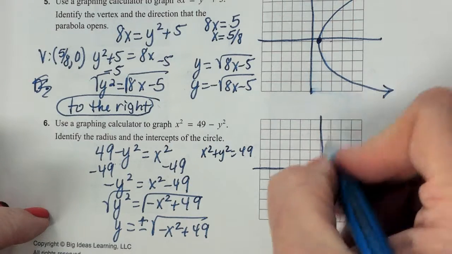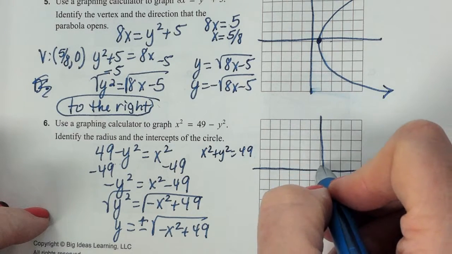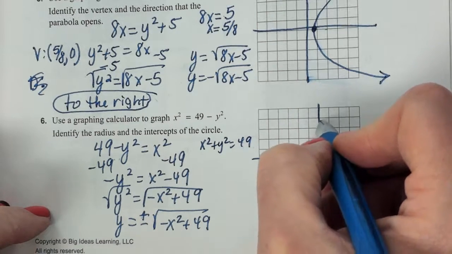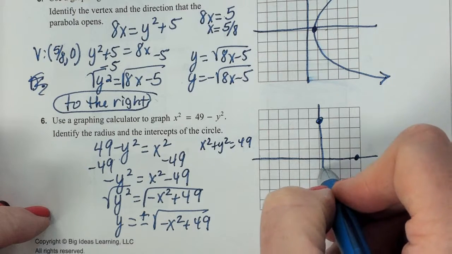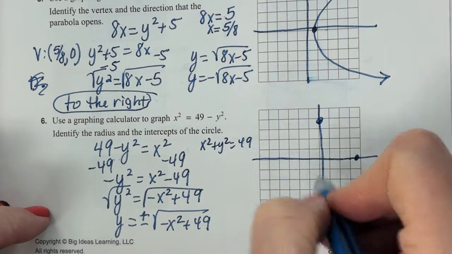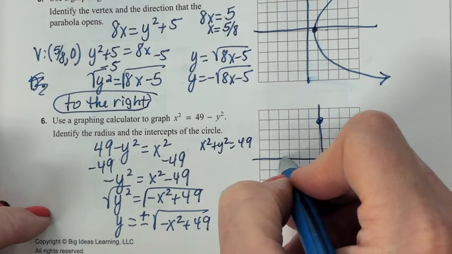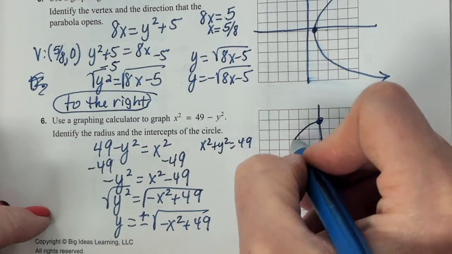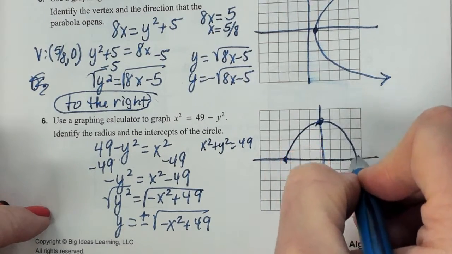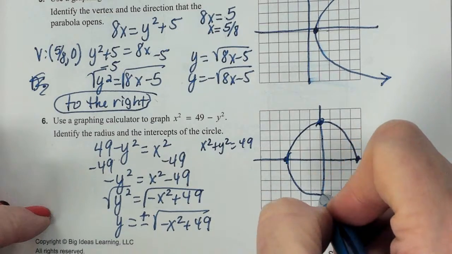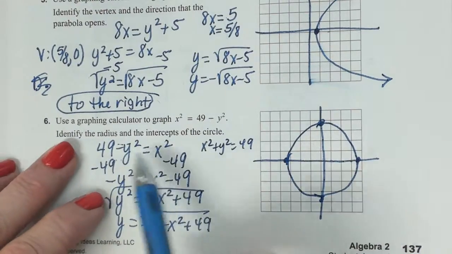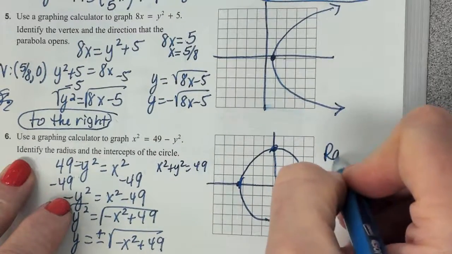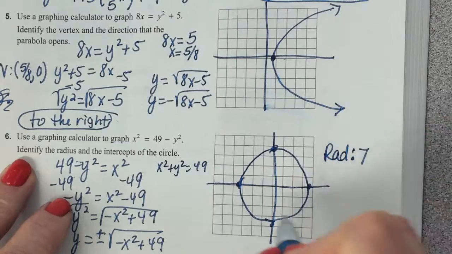I didn't make my axes so great there. That's all right. I'm going to count by 2s. 2, 4, 6, 7. And then we're just going to make the circle. And it asks us to identify the radius. So what would our radius be? 7, we just talked about it.